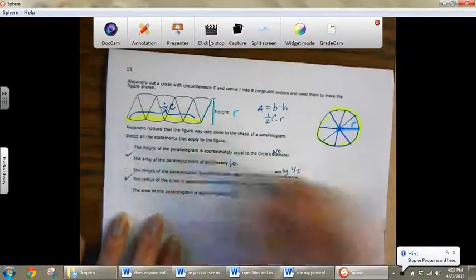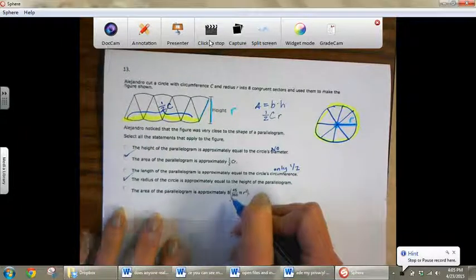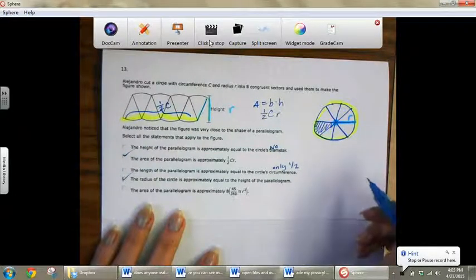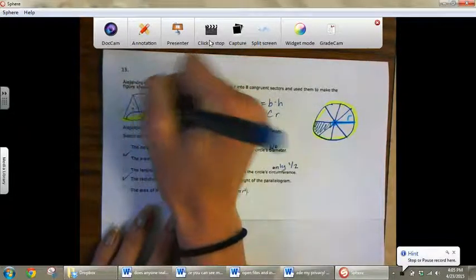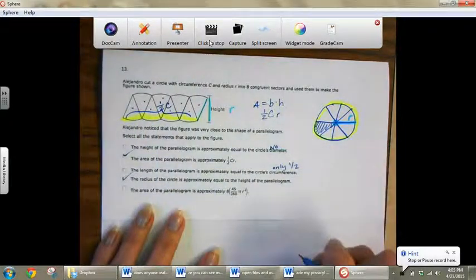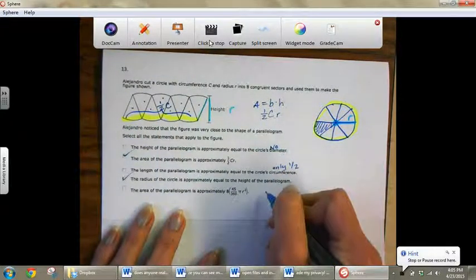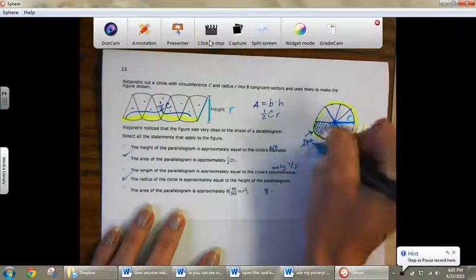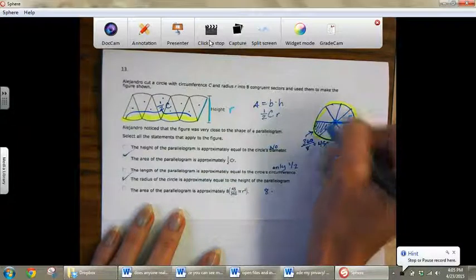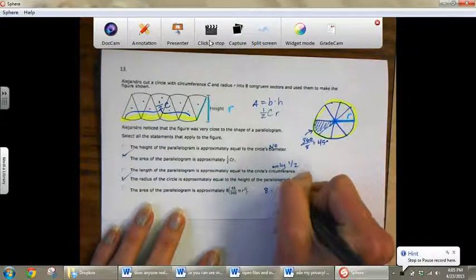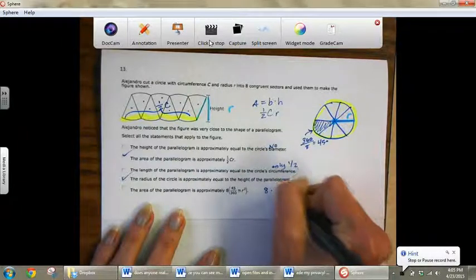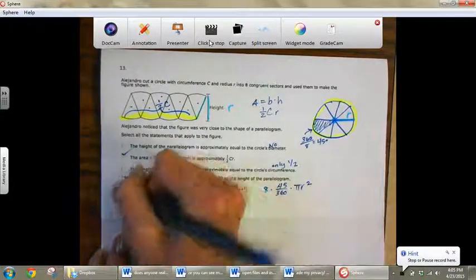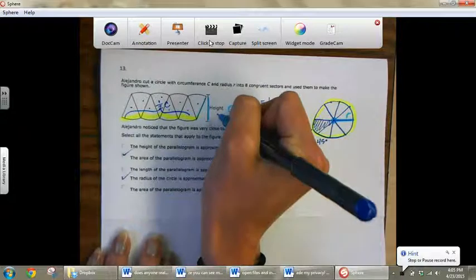Yep, that's true. And this one looks kind of crazy, but really all they're doing is finding the area of one of these sectors and then multiplying it by 8, because there are 1, 2, 3, 4, 5, 6, 7, 8. So, 8 times, now this angle right here would be 360 divided by 8, which is 45 degrees, because they cut it into 8 pieces. So remember, the area of a sector is angle over 360 times the area of the circle, which is pi r squared. So yeah, if you found the area of just one sector and multiplied it by 8, you sure would have the area.